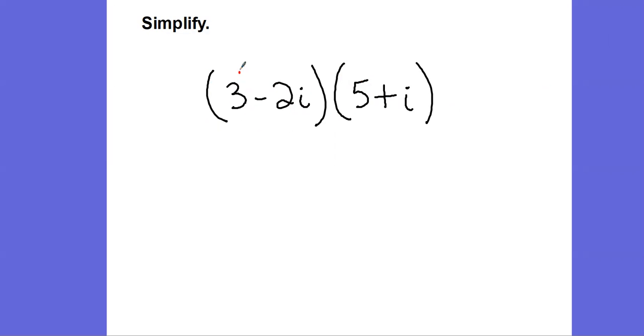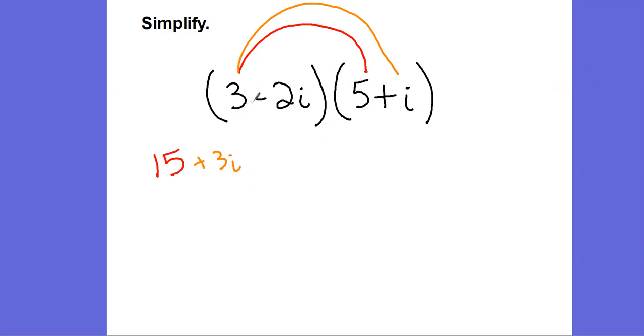Remember, anytime you take a binomial times a binomial, you want to use the idea of foiling. We want to distribute this 3 to both of these terms. We want to distribute this negative 2i to both of these terms. So the F part of FOIL, our first term, is 3 times 5, that's just 15. Next, distribute that 3 to the i. 3 times i would be plus 3i.